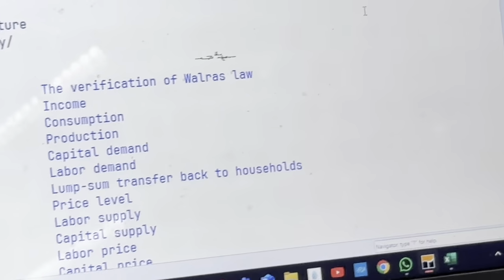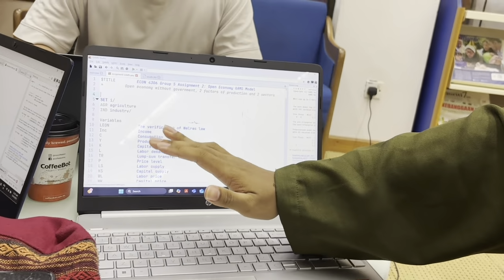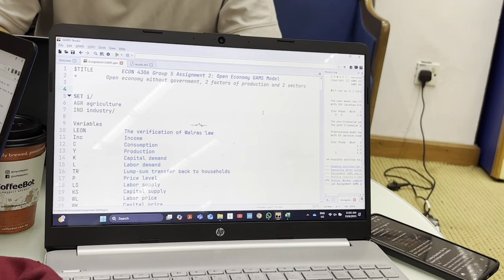We are from group 5 from the ECON 430T class, and today I'm going to present our second assignment, the Open Economy GAMS model. In this model, we try to see how three exogenous changes can occur in this open economy. Firstly, we assume there are two industries, agriculture and industry.